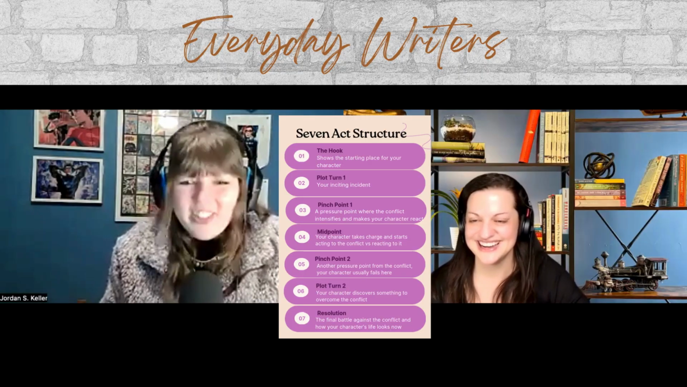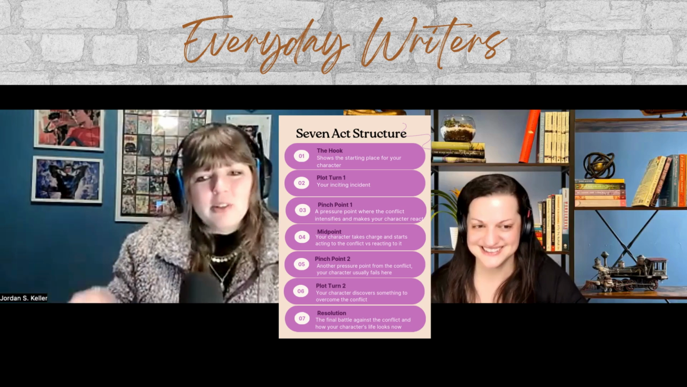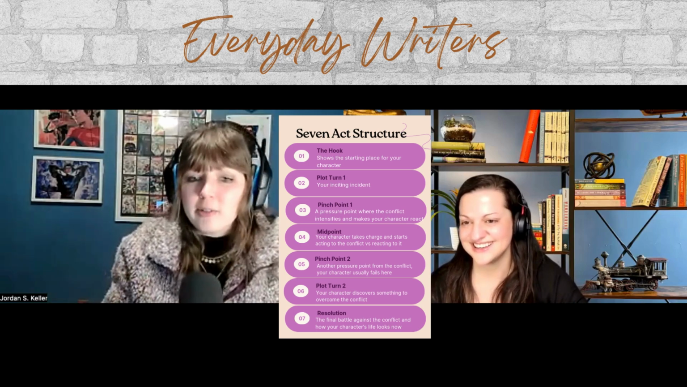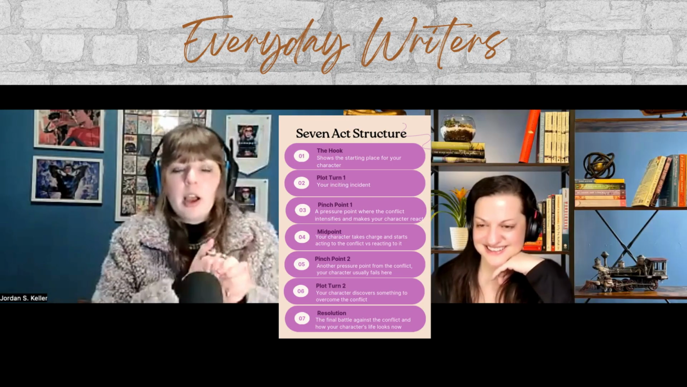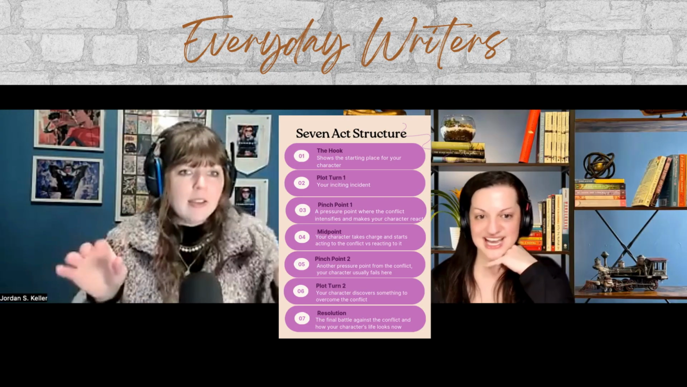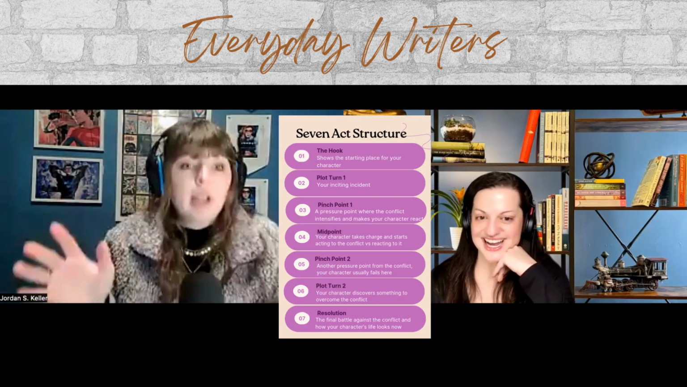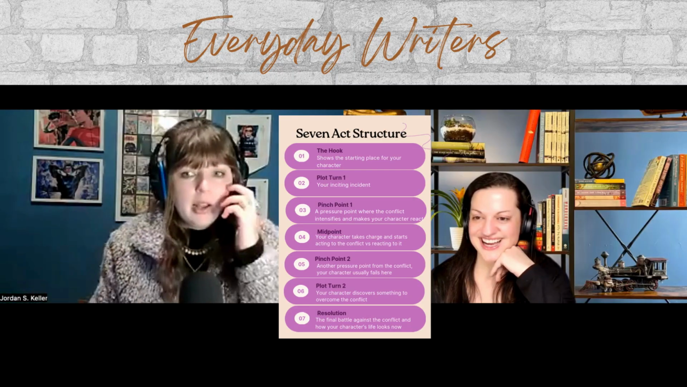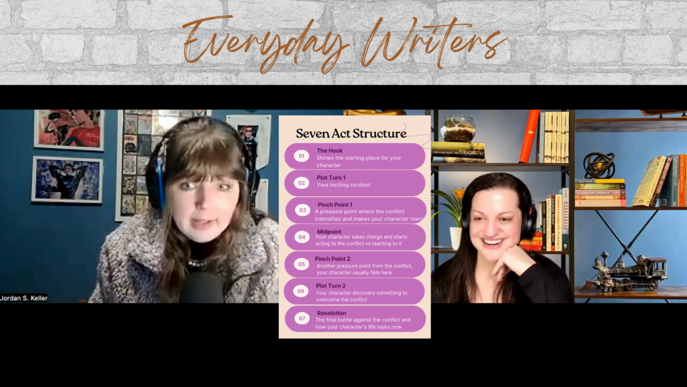The third act will be your first pinch point, which is a pressure point, and this is when the conflict intensifies and makes your character react to it. So I believe this is when Rue is killed and Katniss is forced to realize, oh my gosh, this is all real. This is what we're doing. And there is no going back. Like death is here.